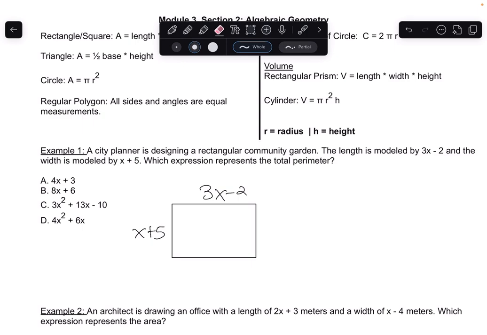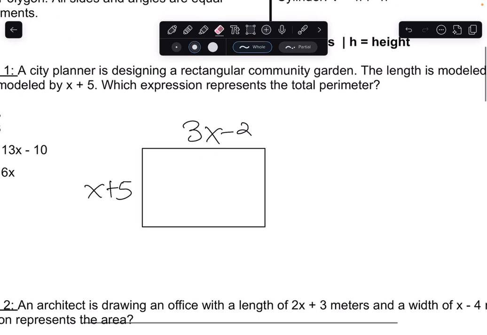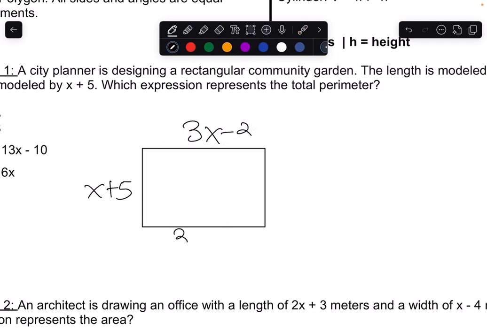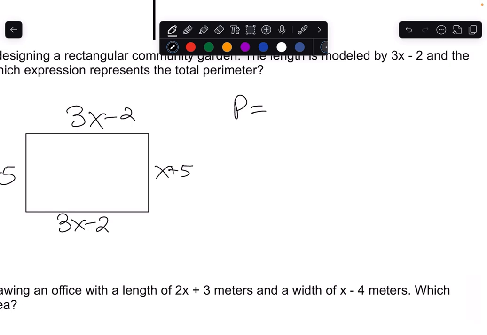Like, as a concept, perimeter, all perimeter means is you add up all the sides. So if we know the top part is 3x minus 2, since it's a rectangle, that means the bottom part is also 3x minus 2. Same thing on the other side. Perimeter just means, hey, add up all the sides. So even though we have a bunch of x's, we'll still add up all the sides of this rectangle.